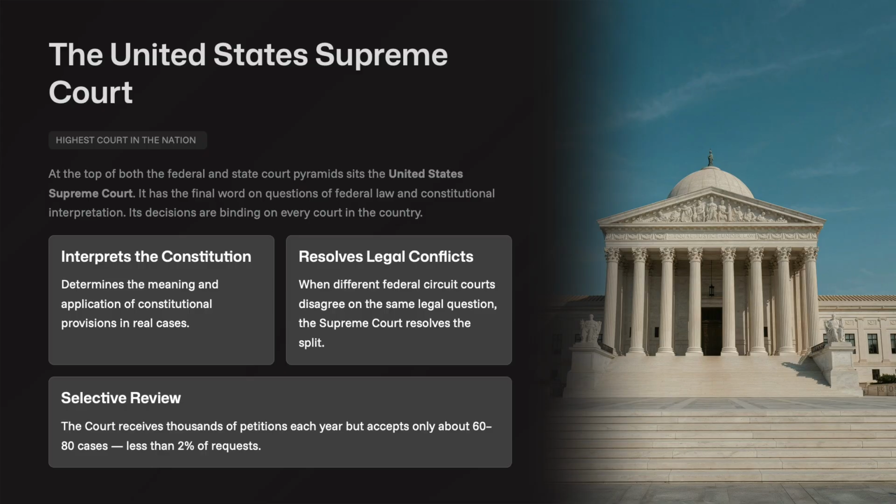When the Supreme Court issues a decision, that interpretation becomes binding on every lower federal court and influences courts throughout the United States. Because of this authority, Supreme Court decisions often shape criminal procedure, constitutional rights, and law enforcement practices for decades.